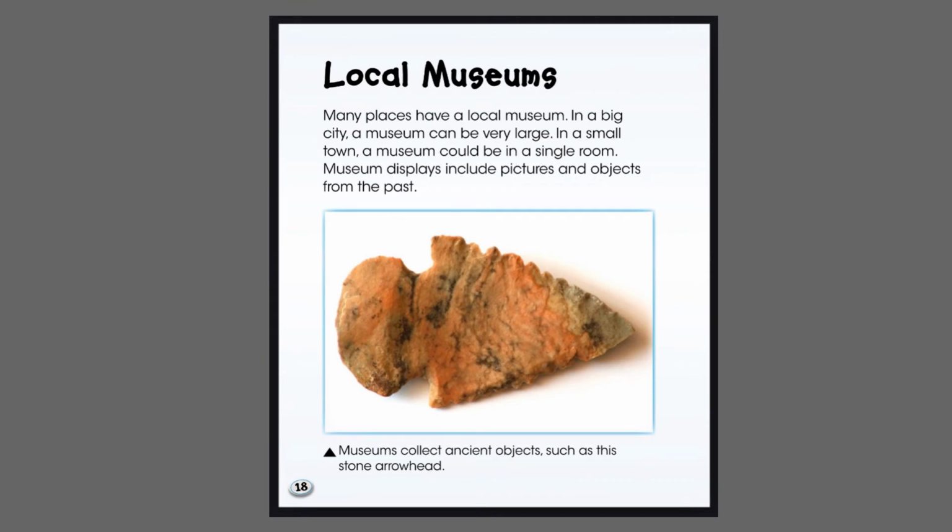Local museums. Many places have a local museum. In a big city, a museum can be very large. In a small town, a museum could be in a single room. Museum displays include pictures and objects from the past. Museums collect ancient objects, such as this stone arrowhead.